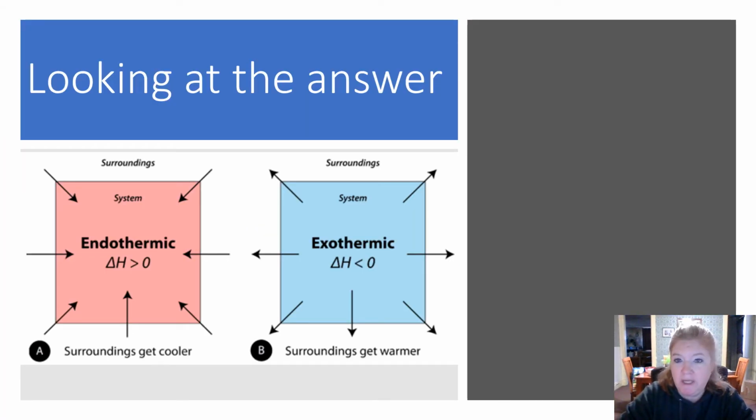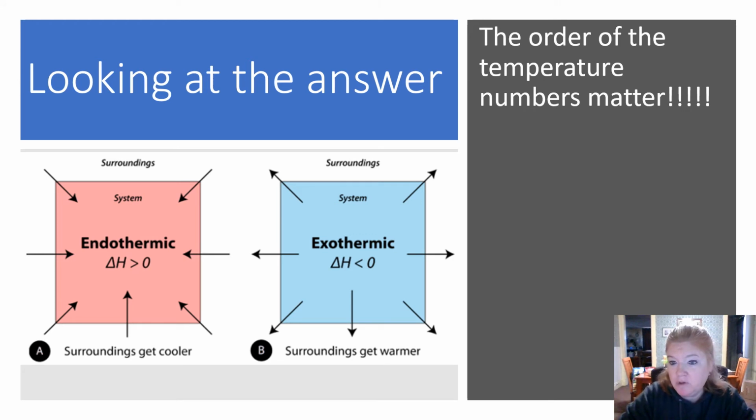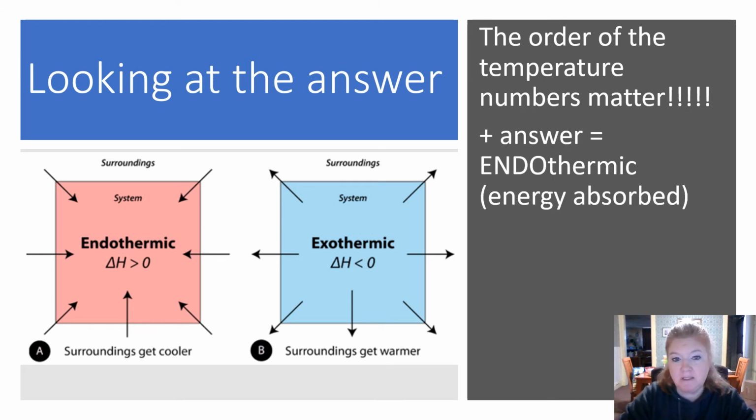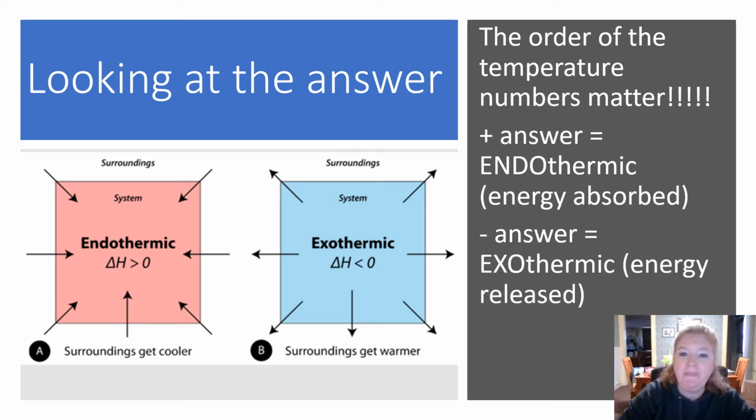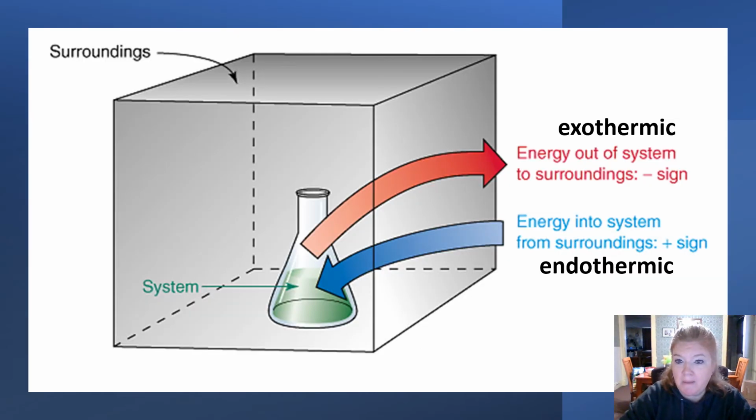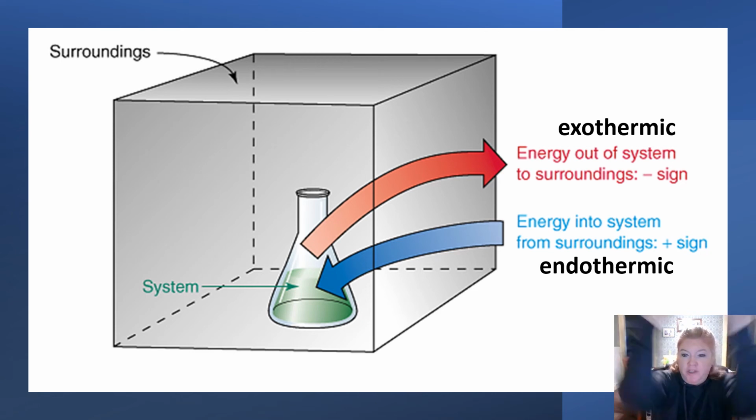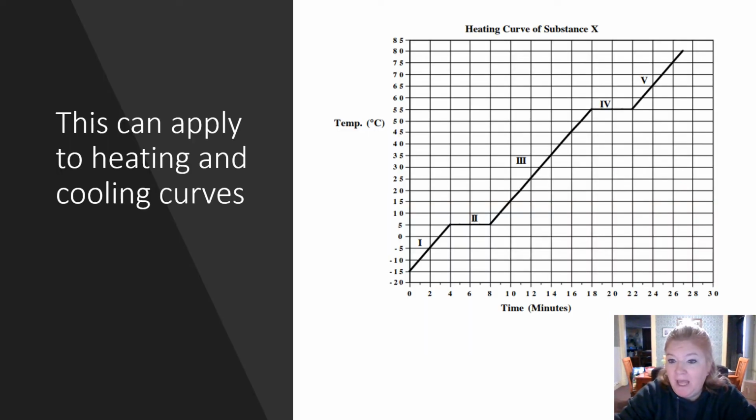So when you look at your answer, again, the order of the temperature numbers matters. If you get a positive answer, it's endothermic, energy is absorbed. So that's anything on a heating curve. If you get a negative answer, it's exothermic, energy is released. So anything on a cooling curve. Remember, energy out, exothermic; energy in, endothermic. Exo is a cooling curve, endo is a heating curve. Okay, so this can apply to heating and cooling curves.